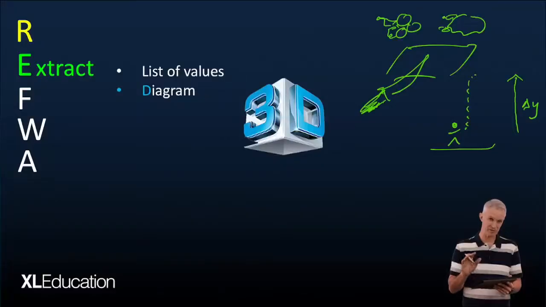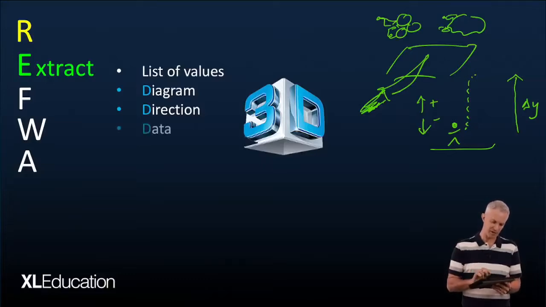Now this D is the easiest one to forget, so don't forget direction. Before I write my list, like 2 meters per second and so on, I need to think, well, which way am I going to make positive? And which way is negative? So it makes sense to keep up as positive in this case, down as negative. Then I'm thinking, right, now I can do my data.